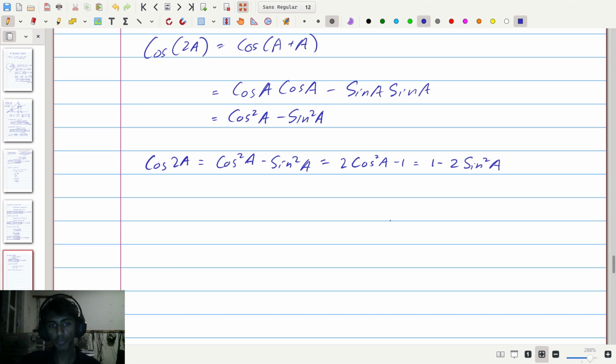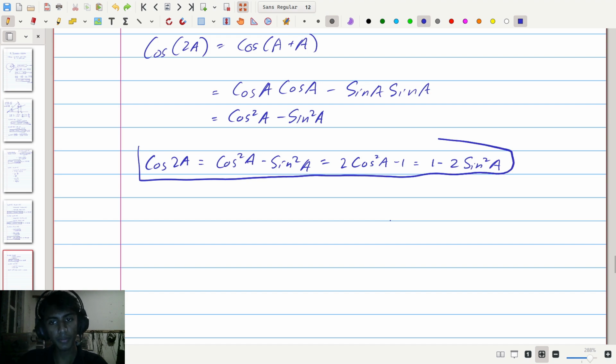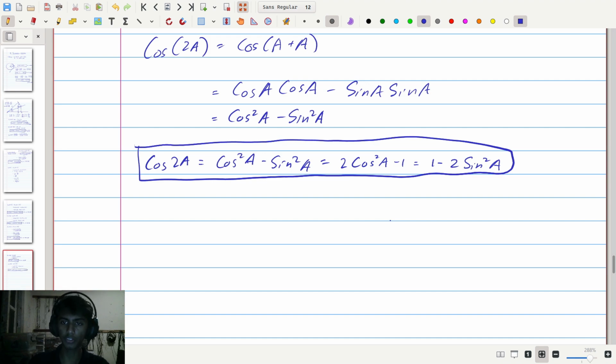So we do these three formats for cosine of 2A, and I want you to understand that all of these three expressions are the exact same thing, because to get from one expression to another, all you need to use is trigonometric identities. So we can write the cosine of 2A as cosine squared A minus sine squared A, or 2 cosine squared A minus 1, or 1 minus 2 sine squared A. Each of these is the exact same identity, and all of these are true for all A in the real numbers.